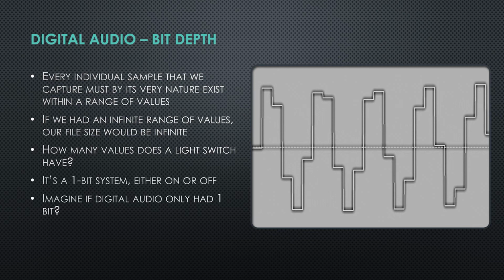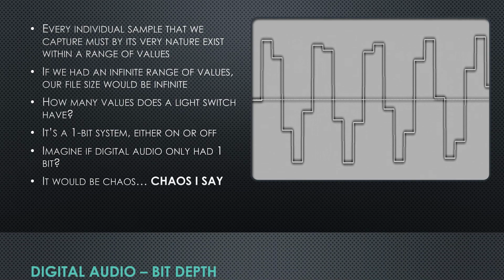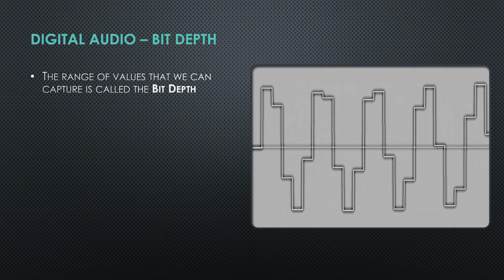Now, could you imagine if digital audio only had 1 bit? Imagine if we were capturing amplitude and it was either we are capturing it or we're not. It's all or nothing. Imagine playing that back. The speaker cone would either be doing everything or nothing. That's going to be severely limiting in capturing sounds. It would be chaos. The range of values that we can capture is what we call the bit depth.